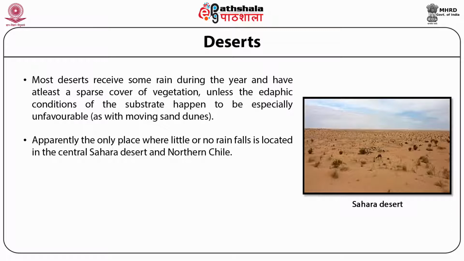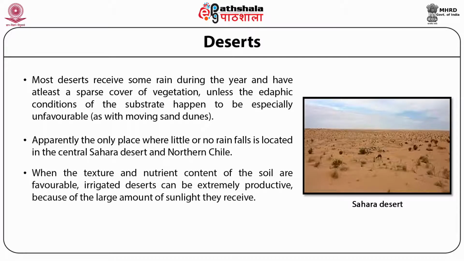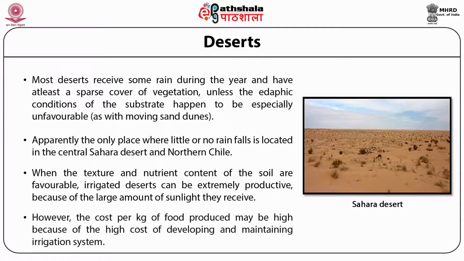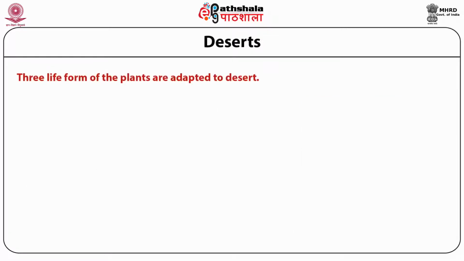When deserts are irrigated and water is no longer a limiting factor, the type of soil becomes a prime consideration. When the texture and nutrient content of the soil are favorable, irrigated deserts can be extremely productive because of the large amount of sunlight they receive. However, the cost per kg of food produced may be high because of the high cost of developing and maintaining irrigation systems.